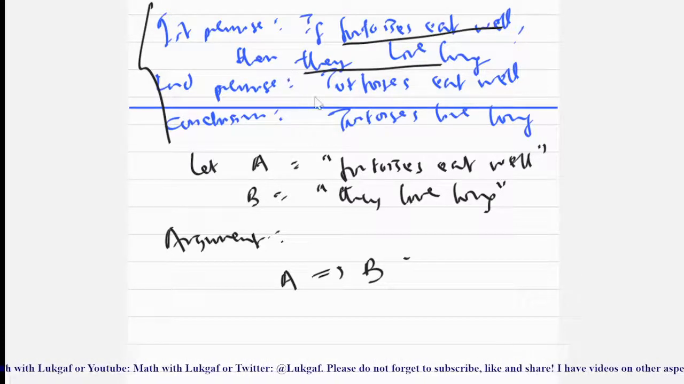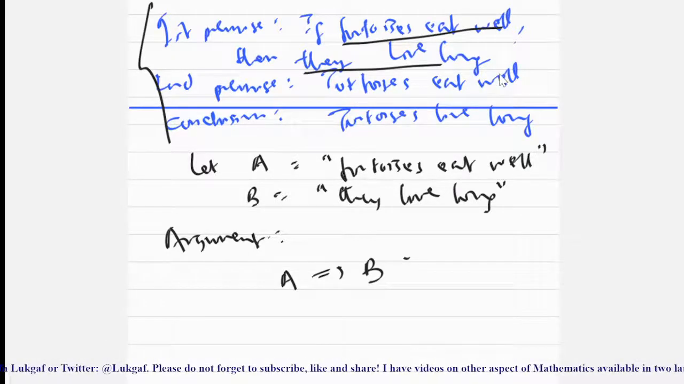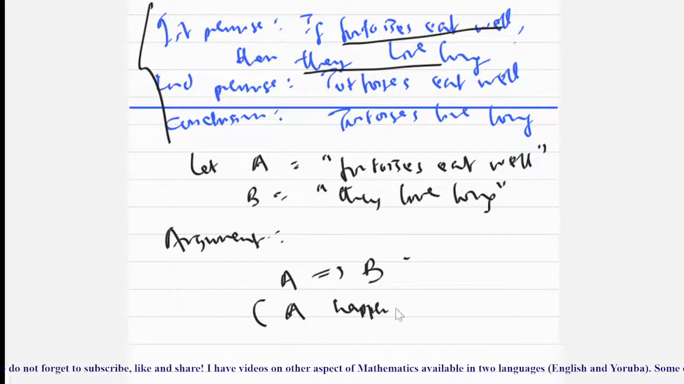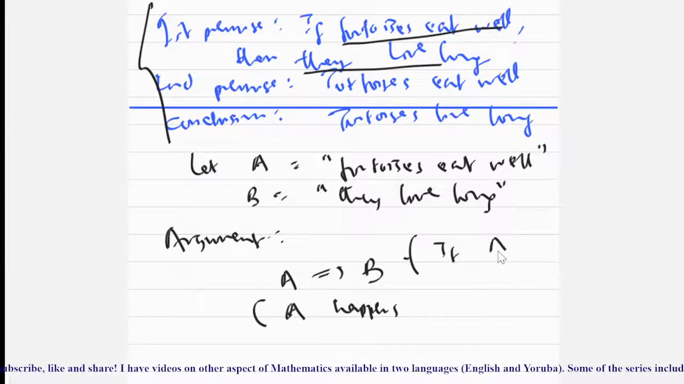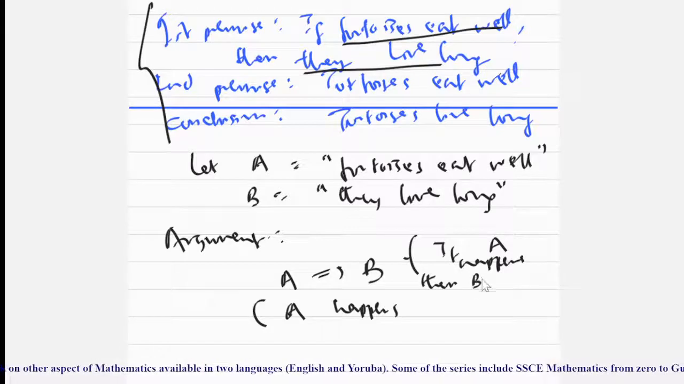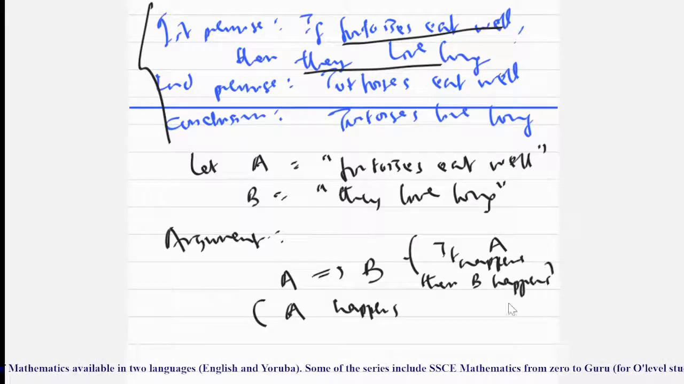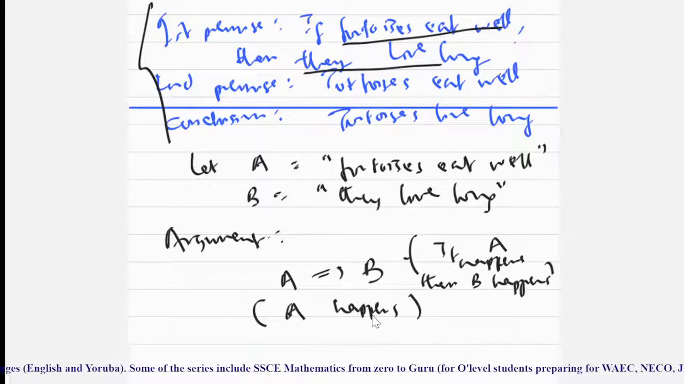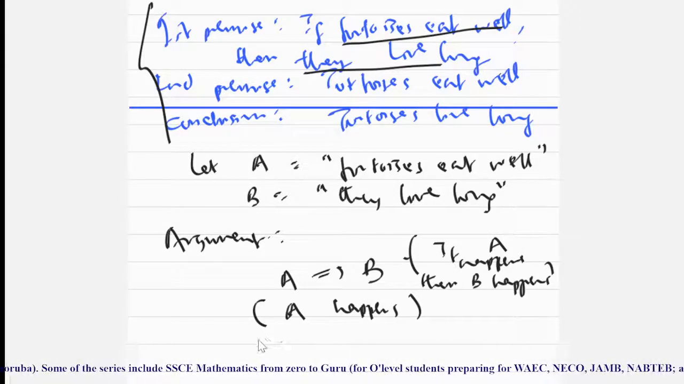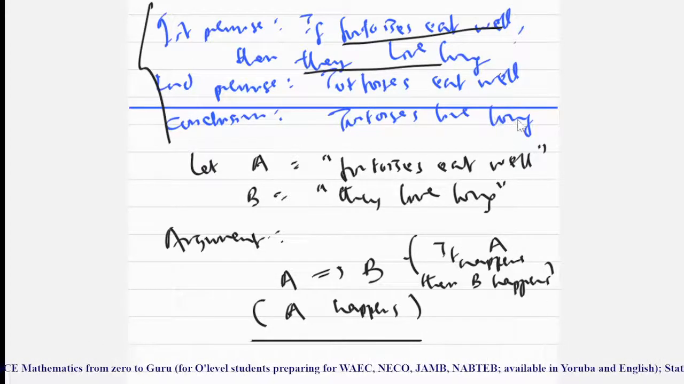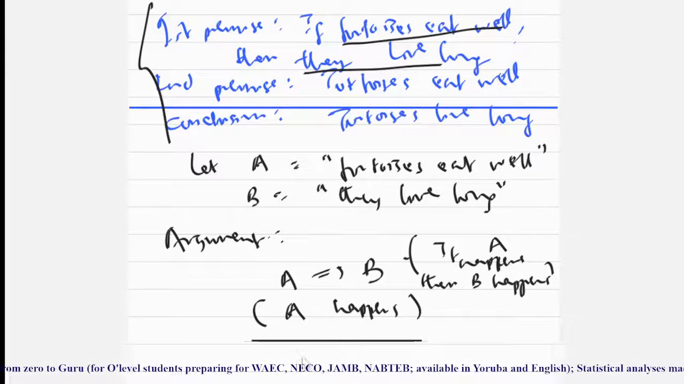So then we still have another proposition, another premise, that is tortoises eat well. So now we assume that A happens. The first one is that if A happens, definitely then B also happens. And the next premise we have is that A happens. I hope you understand now. And we now have our conclusion. So your conclusion is now what? Tortoises live long. That is B also happens.